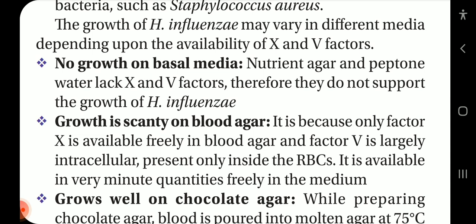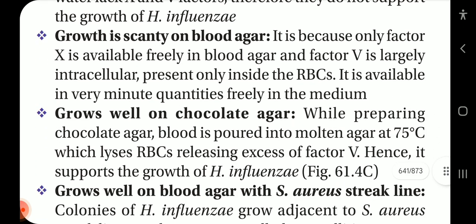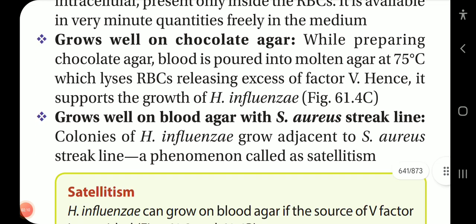No growth on basal media, nutrient agar and peptone water. They lack X and V factors, therefore they do not support the growth of Haemophilus influenzae. Growth is scanty on blood agar. It is because only factor X is available freely in blood agar, and factor V is largely intracellular, present only inside the RBCs. It is available in very minute quantities freely in the medium.